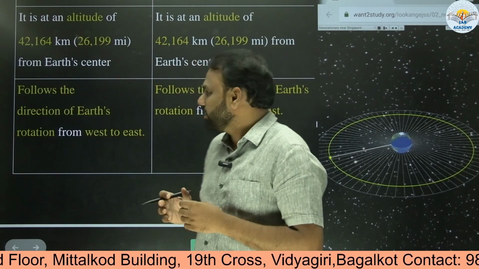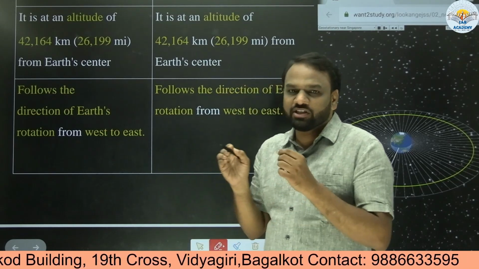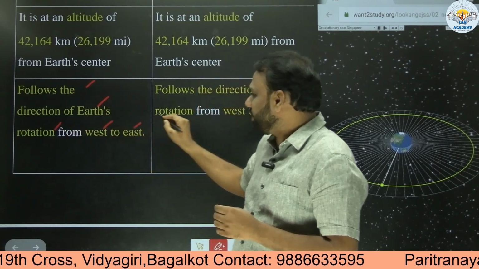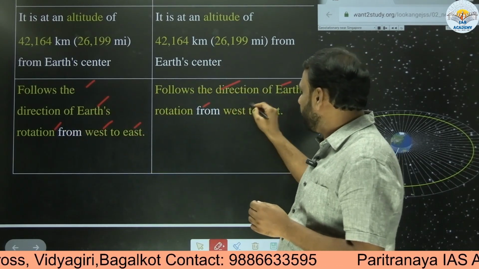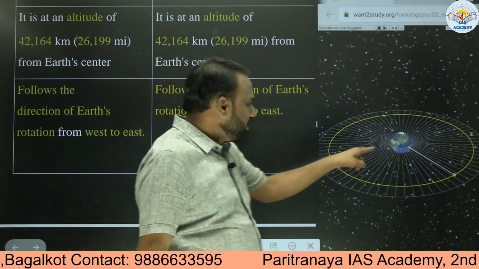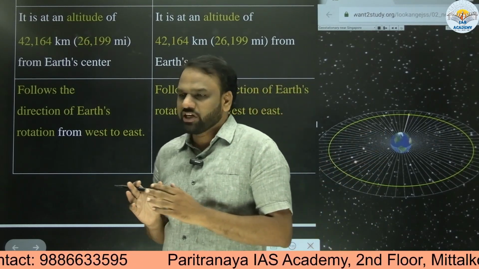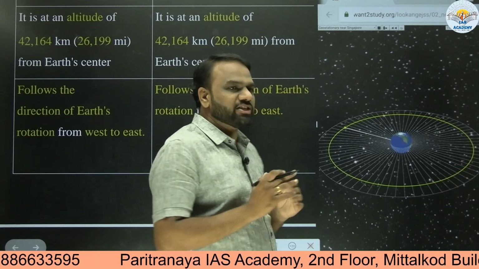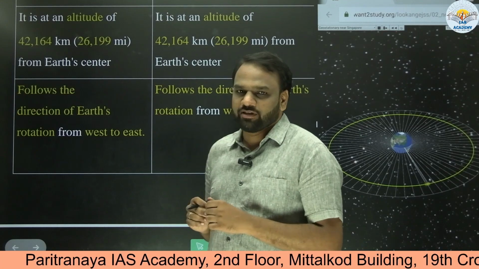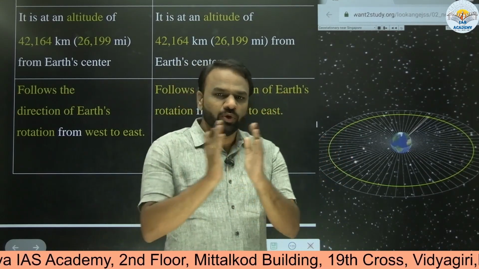Geostationary satellites. Both geosynchronous satellites as well as geostationary satellites follow the direction of the Earth's rotation, from west to east. So what does it mean? If you look here, this is the direction of the Earth's rotation. Earth is rotating from this direction to this direction, which indicates west to east. If Earth rotated the other way, we would call it east to west. But here it's clearly visible, and we already know that Earth rotates from west to east.